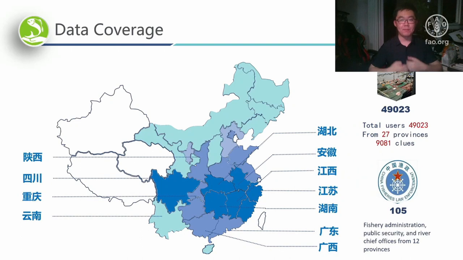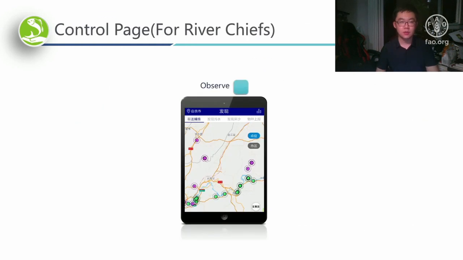As for the data coverage, we have about 50,000 users in total, which I think is a pretty big number. They come from around 27 provinces. Some of the provinces don't have a lot of water areas, so they're not included. And just in the past 3 years, we have submitted about 9,000 valuable clues. And we have direct cooperation with 105 local governmental units, for example, the Fishery Administration or the Public Security Bureau, etc.